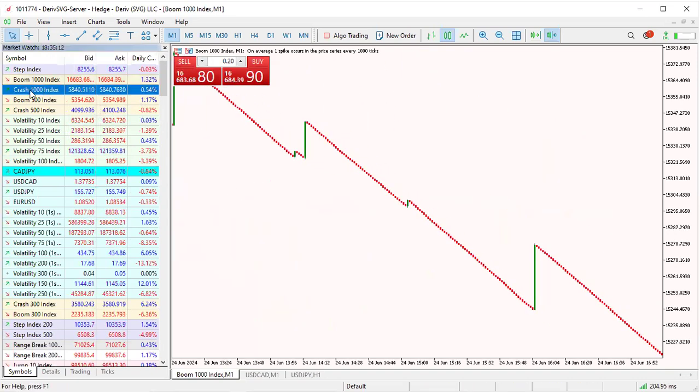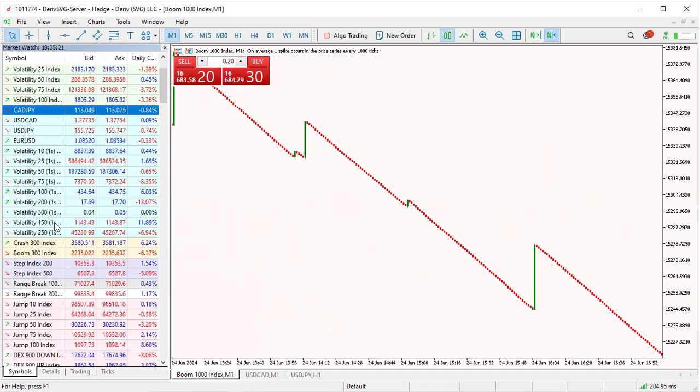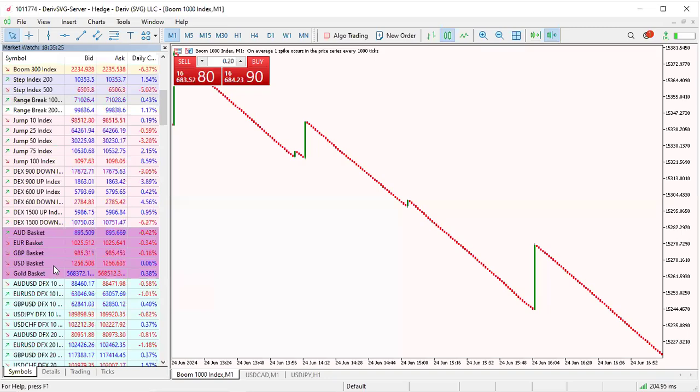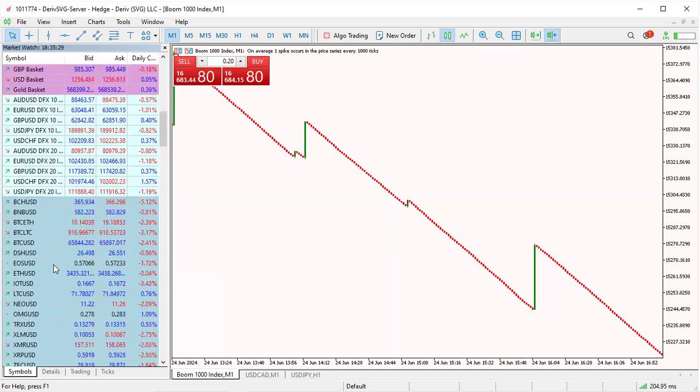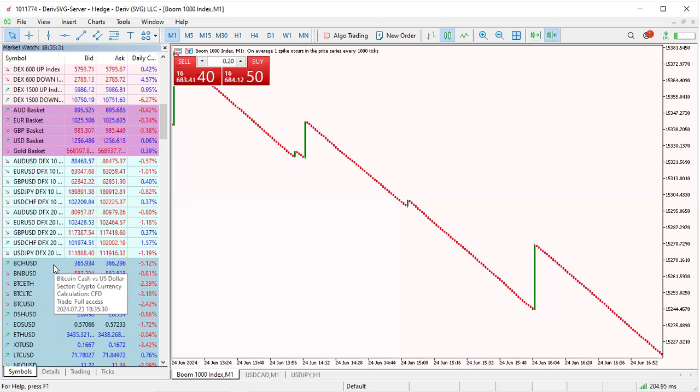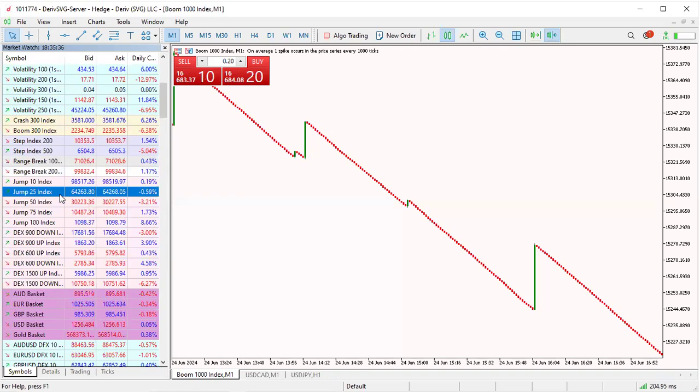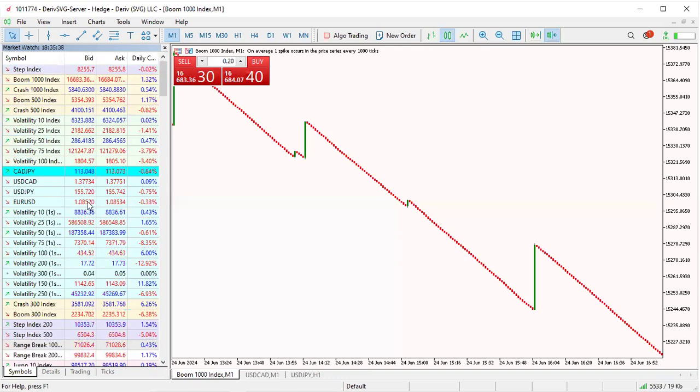And then we have Crash. And then you have Volatility, a number of them. And then there are some currencies that are mixed up here, okay? This is a combination of currencies and Boom and Crash, a nicely improved server. They keep adding to these instruments every time, okay? For now, let's start with Boom, okay?